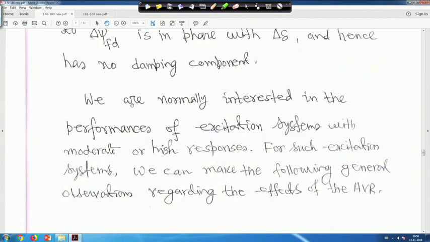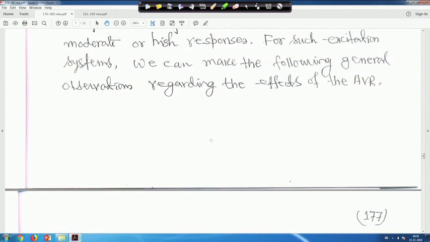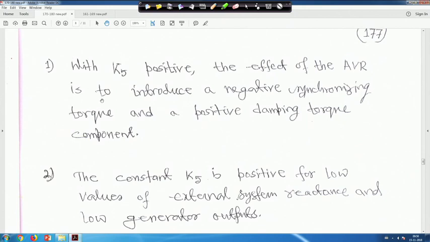Now, we are normally interested in the performance of excitation systems with moderate or high response, right. For such excitation systems, we can make the following general observations regarding the effect of the AVR. Number 1, keep this in mind: with K phi positive, the effect of the AVR is to introduce a negative synchronizing torque and a positive damping torque component, right. When K phi is positive. So, what we have done is that we have taken a negative value, minus 0.12.